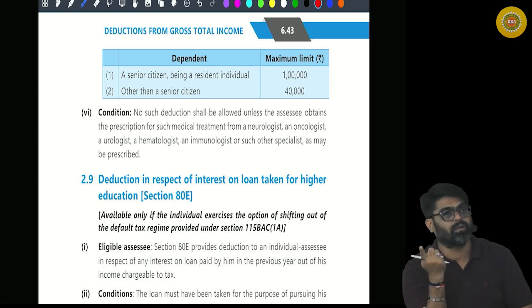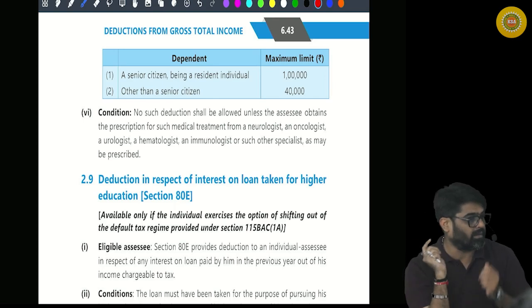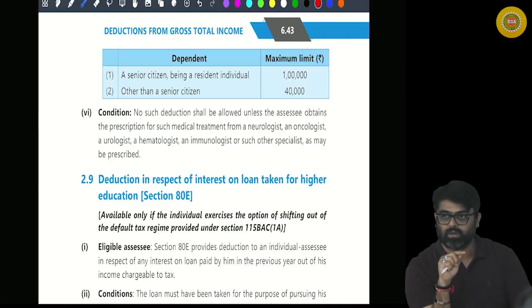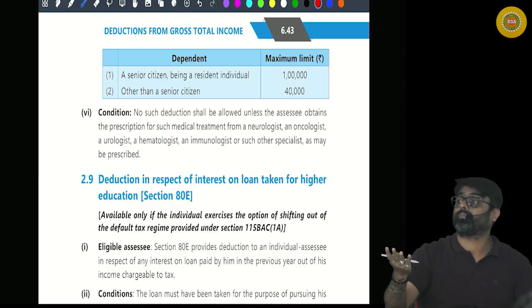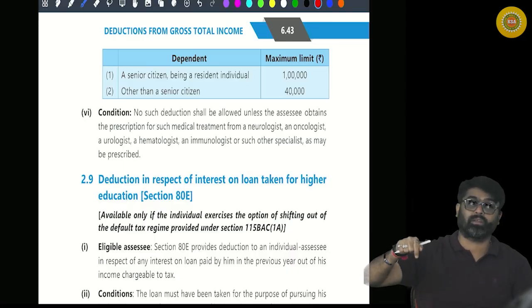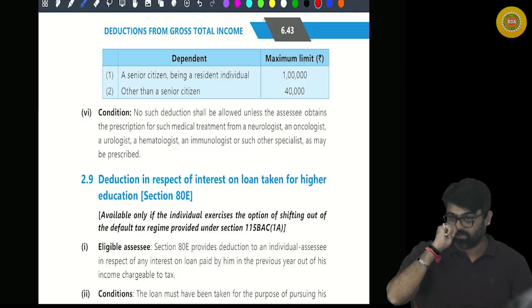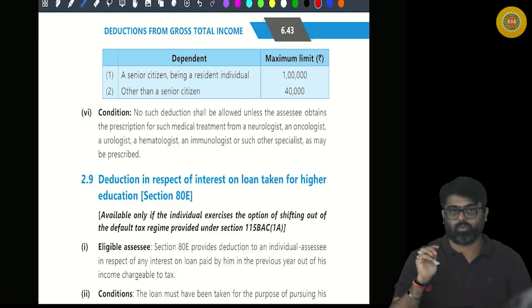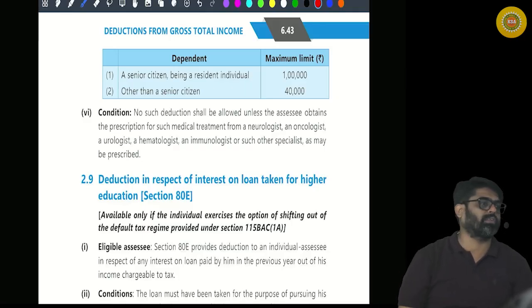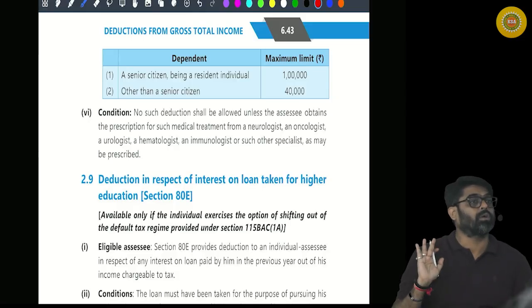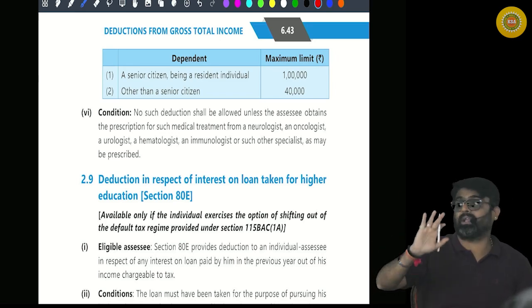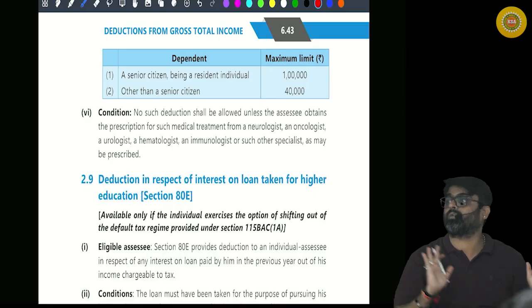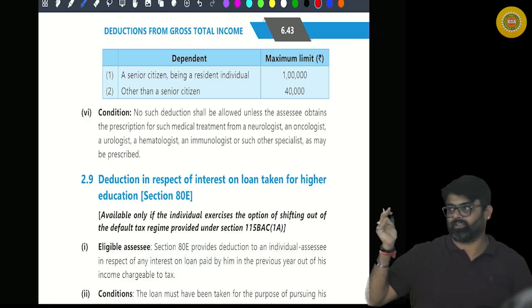So what will you take? You will take the amount actually spent on the treatment, or maximum 40,000. And if the patient was a senior citizen, then maximum 1 lakh. Whichever is lower, that lower amount will be allowed as a deduction. But out of that amount, that much amount will not be allowed which has been reimbursed by the employer or reimbursed by the medical insurance company. To that extent your deduction will be ignored. Getting my point? That is 80 DDB.